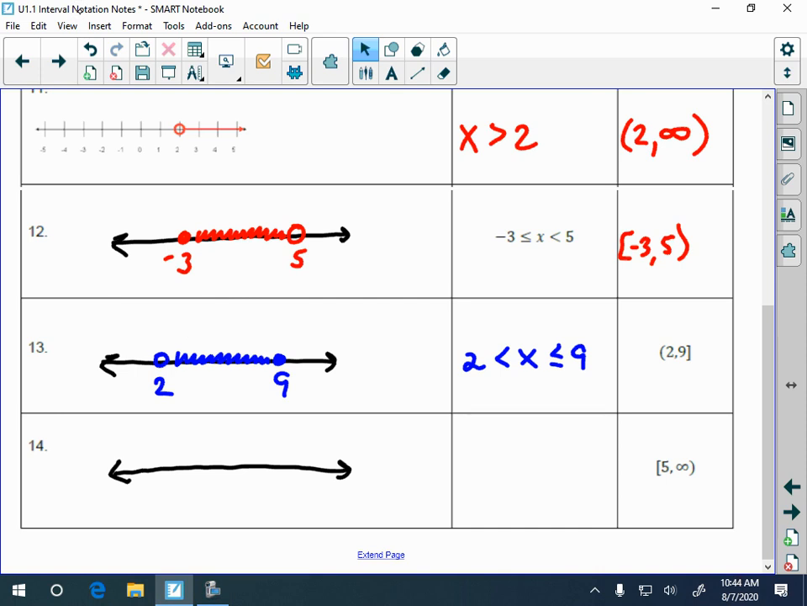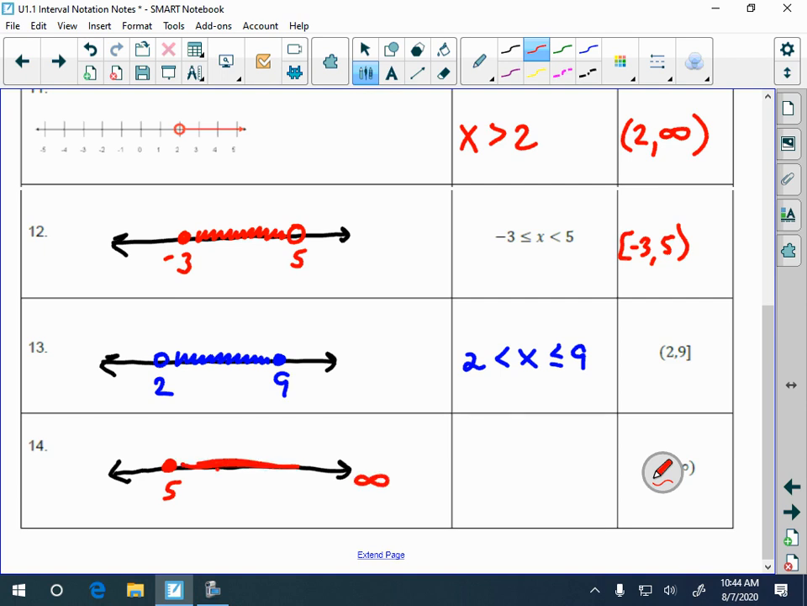So this has a closed circle on 5. And then it's going to positive infinity, so to the right. Positive infinity is on the right side. So we're going to shade all of this from 5. Everything gets shaded. Shade the arrow.